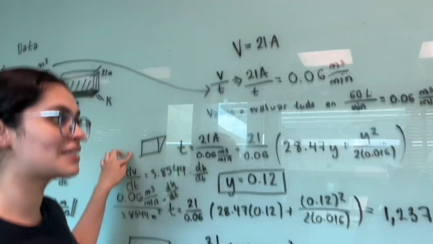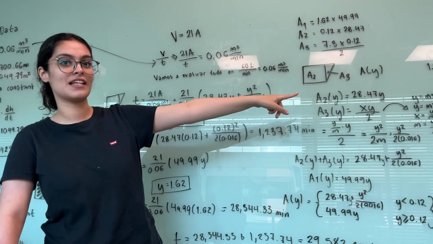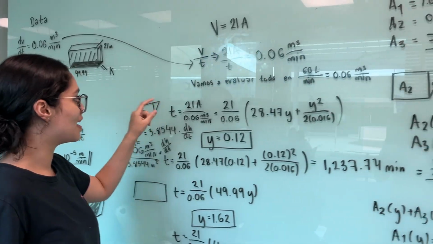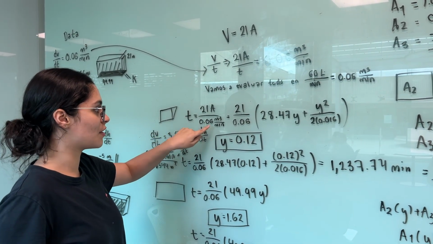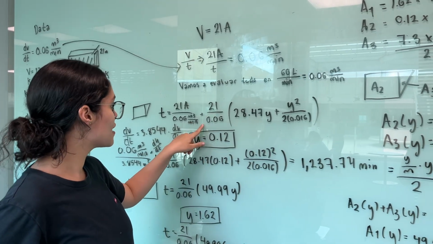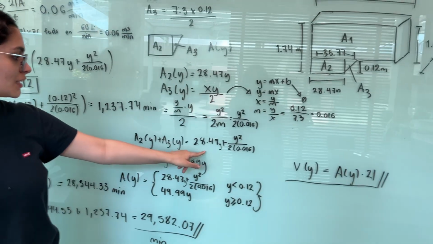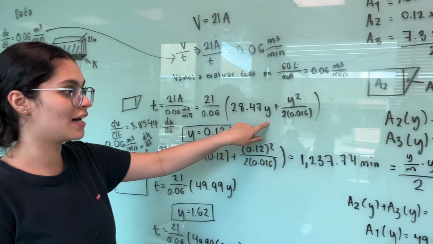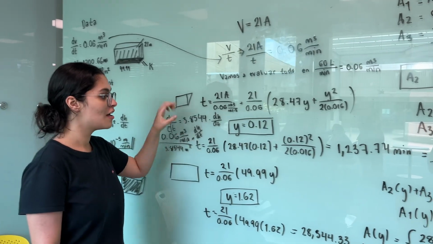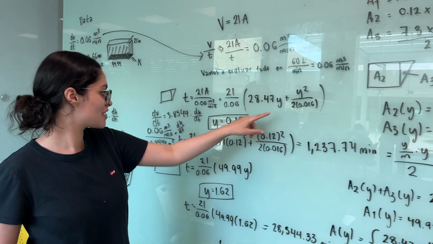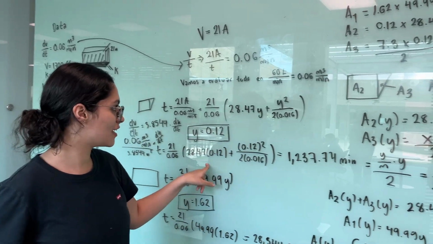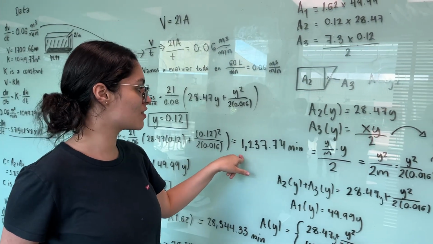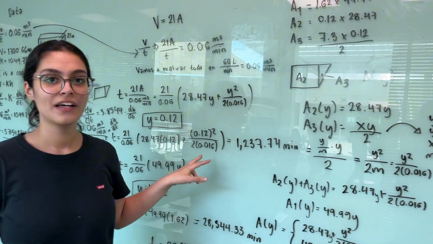So now we're going to find out how much time it takes to fill up just this area, which is A2 and A3. We isolate the t because that's what we want to find, and we get basically our volume over the constant rate that we are using right here, and this we multiply it by the area. In this formula, our y is the height of this specific area of the pool, which we already know is 0.12. So we substitute all our y's for 0.12 because it's the height, and we get that it takes 1,237.74 minutes to fill up this area.